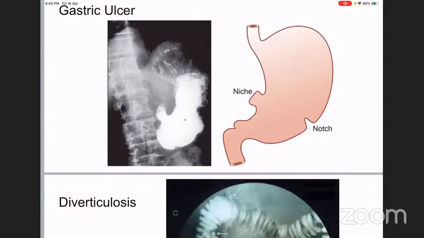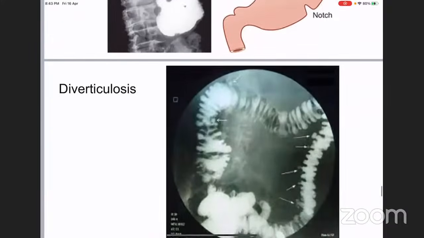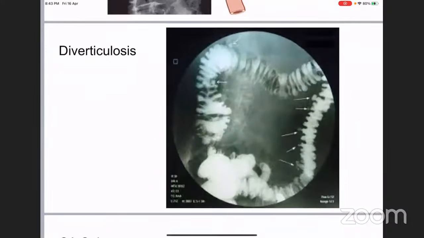The notch is formed by the circular contraction due to the cicatricial process of the ulcer. So this niche and notch pattern is something that you see in gastric ulcers. Then they'll ask you the differences between a benign and a malignant ulcer, which you will have to read up. Then this is diverticulosis.